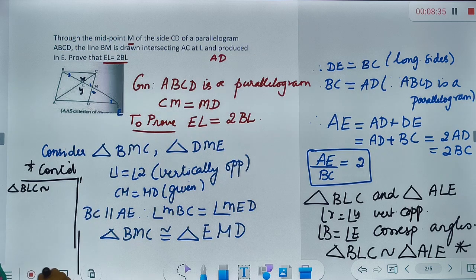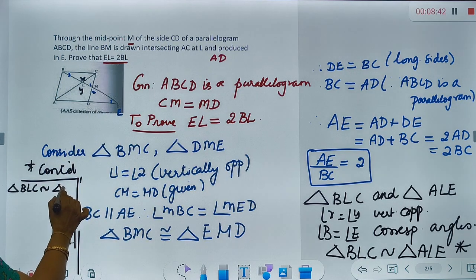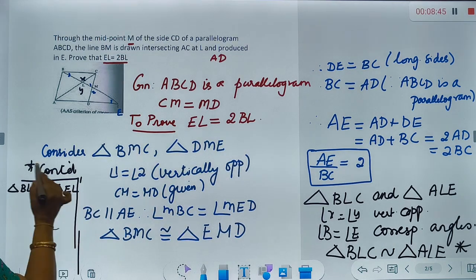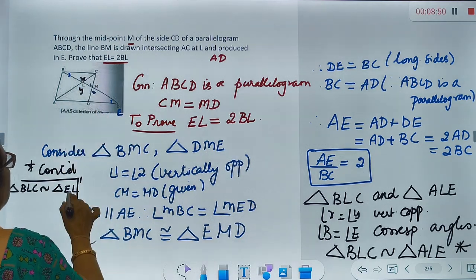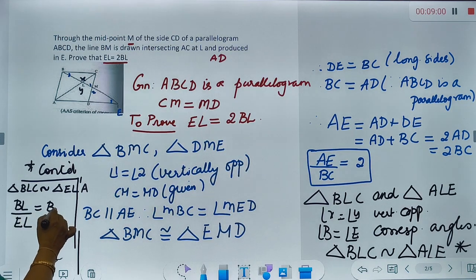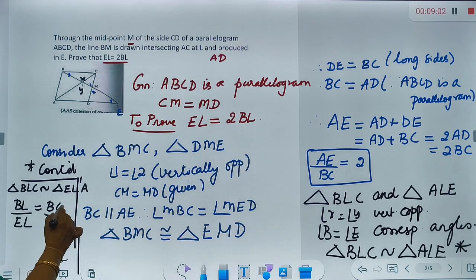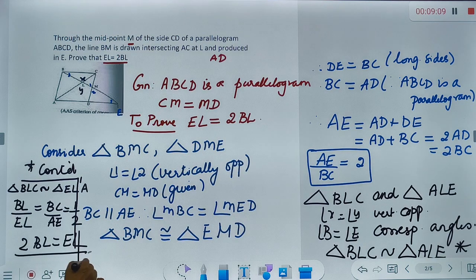Triangle BLC is similar to triangle ALE. Angle B is equal to angle E, angle L is the same, and the third angle, C, will be equal to A. So BL by EL is the same as BC by AE. BC by AE is half, so twice BL equals EL, which is what we wanted to prove.